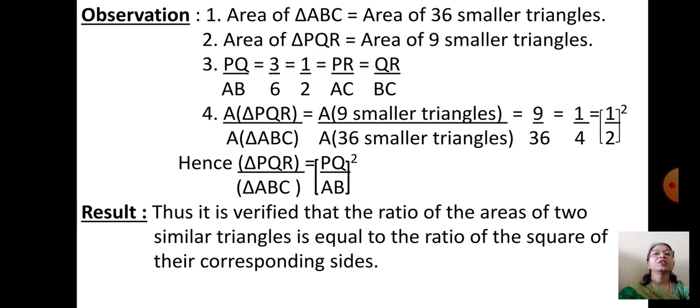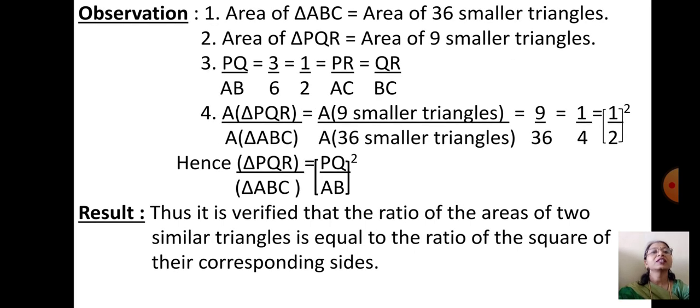Now the next step is observation. So see in the observation, point 1, area of triangle ABC. Our ABC is the bigger triangle which we have divided into 36 smaller triangles. So area of triangle ABC is nothing but the area of 36 smaller triangles. Now the area of triangle PQR is equal to the area of 9 smaller triangles.